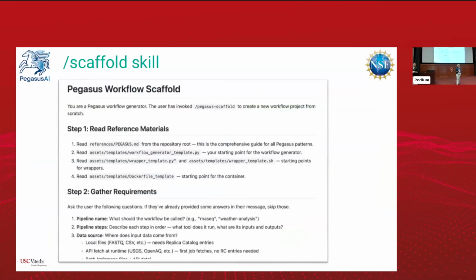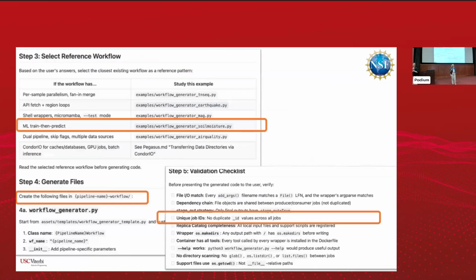Let's see. Okay. So just to give you an idea of how these things look. This is a scaffold skill that tells the agent what reference materials they should use, so you're grounding this discussion. It talks about how to gather the requirements from the user. So ask it about the data sources, the pipeline steps, and so forth. It also helps with pattern matching.